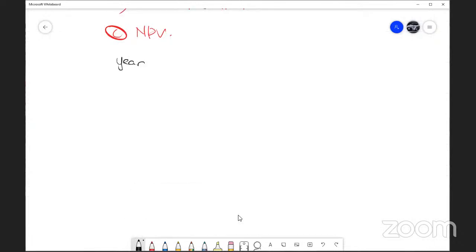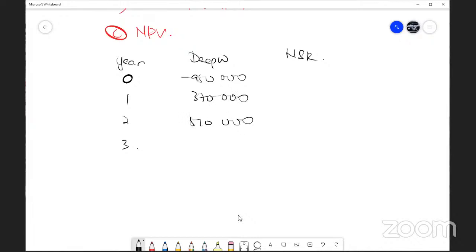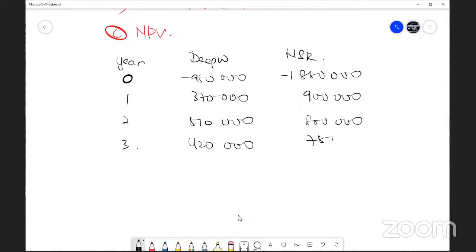Year 0, 1, 2, 3. You got deep water fishing and new submarine, right? Deep water: negative 950,000, 370,000, 510,000, and 420,000. New submarine: negative 1.85 million, then 900,000 cash flow, 800,000, and 750,000.